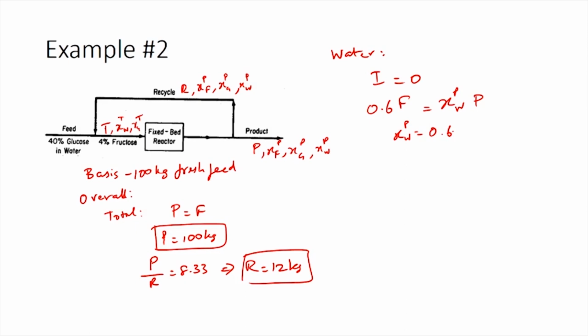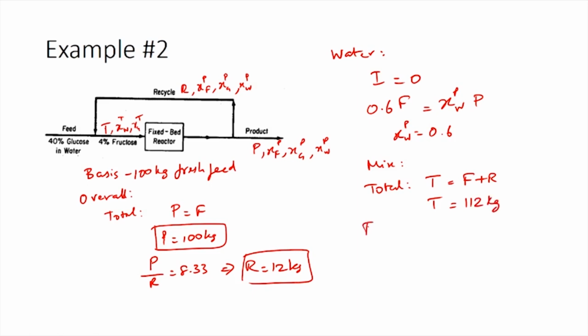So, we can choose the mixing point instead, where we would be able to get more independent equations and hopefully we will be able to solve for the unknowns. So, let us take the mixing point as the system. For that we can write a total mass balance, which would be T equals F plus R. So, you have input equals output, T equals F plus R, which means T equals 112 kilograms.